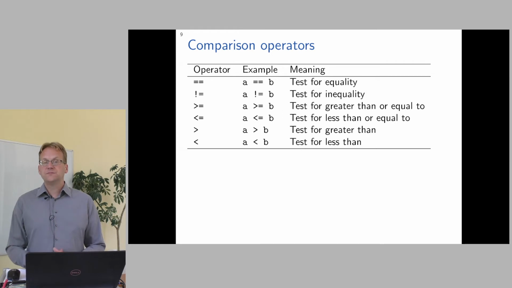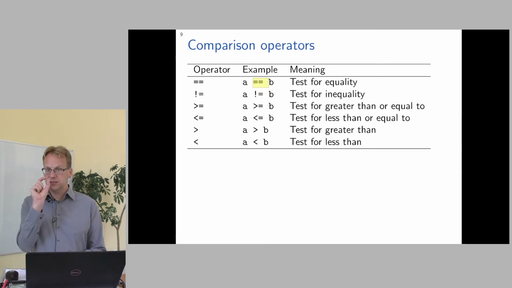Well, then there are operators for comparisons. For example, if we have two variables, maybe they are of type double or of type int or something, I can test whether the values within these variables are equal. So that's the test for equality. That I do with this double equal symbol. Just that you should really distinguish. There is this single equal symbol, which is an assignment. And then we have this double equal symbol, which is a test for equality.